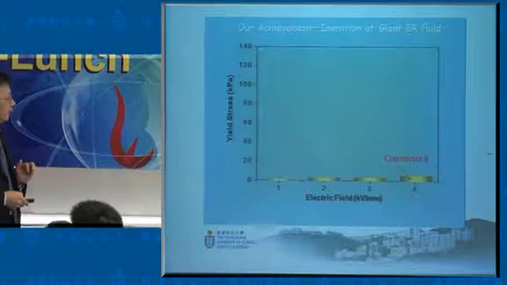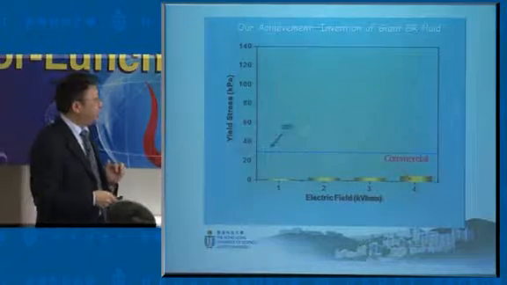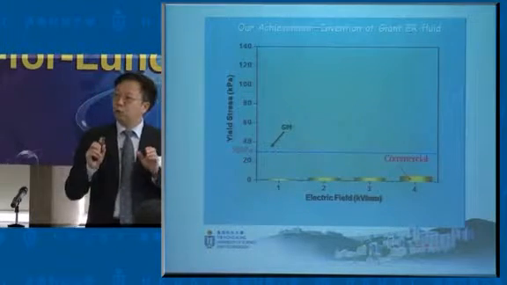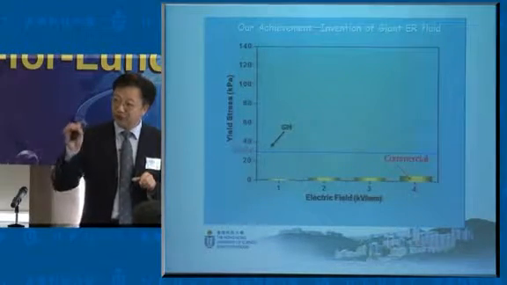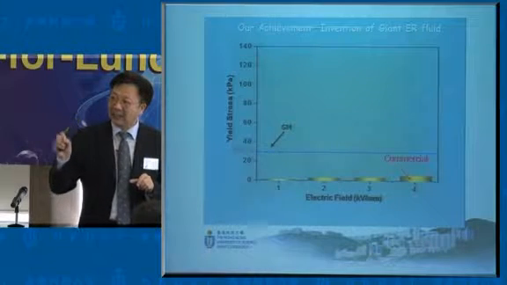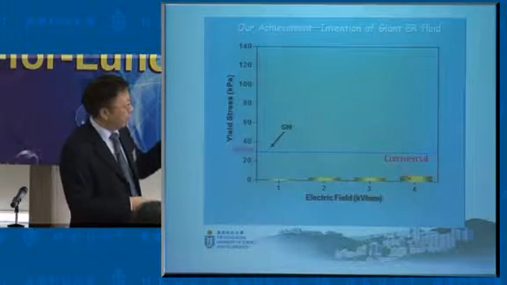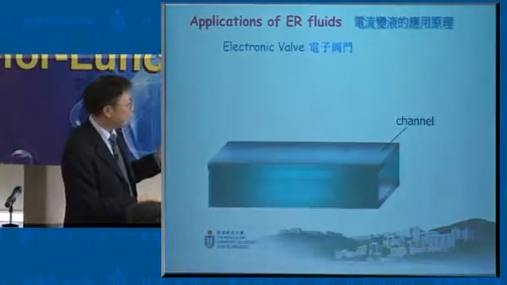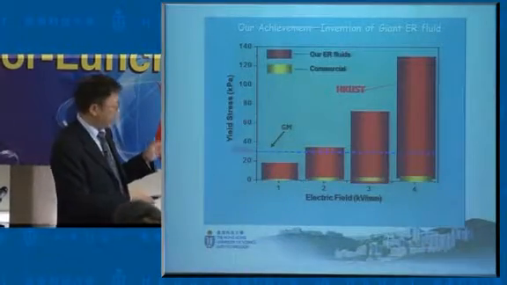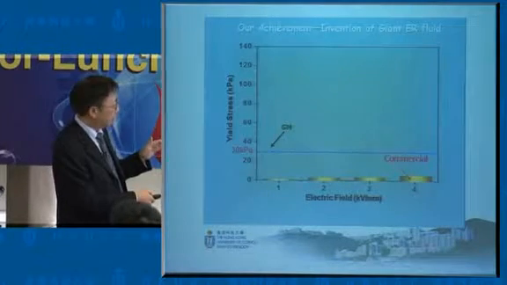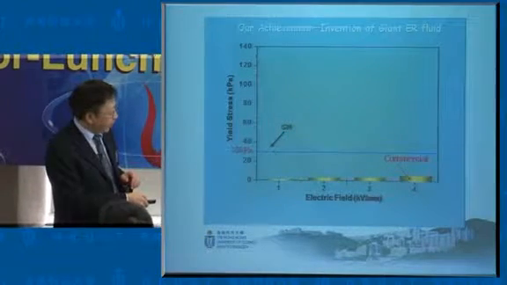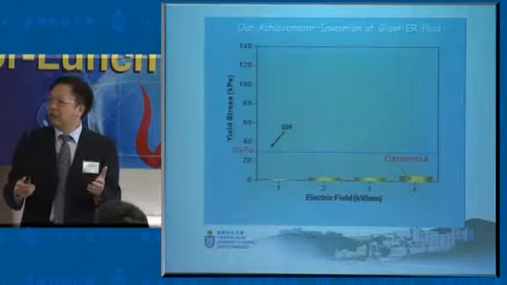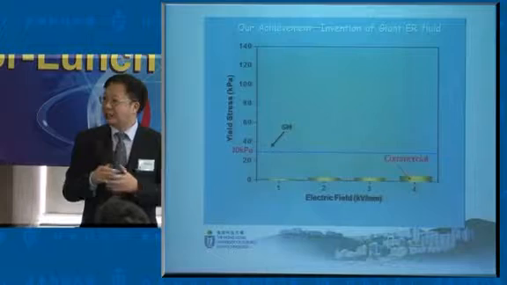But however, a few years ago, the General Motors guys predicted that if you want to use ER flow in industry for engineering, like a brake, clutch, damper, you need a very high ER stress. This ER stress must be like 3 kilopascal. But commercial one, its highest one is 5 kilopascal. It's much lower than the requirement of industrial applications.